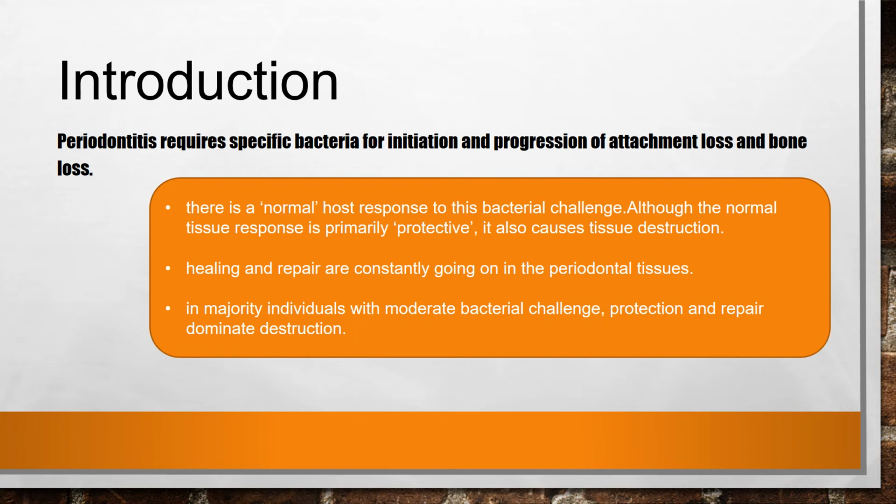So there is a normal host response to this bacterial challenge. Although the normal tissue response is primarily protective, it also causes tissue destruction. Even though periodontitis requires specific bacteria for the initiation and progression of attachment loss, it is a multifactorial disease, so host susceptibility, host response plays an important role in the progression of disease.